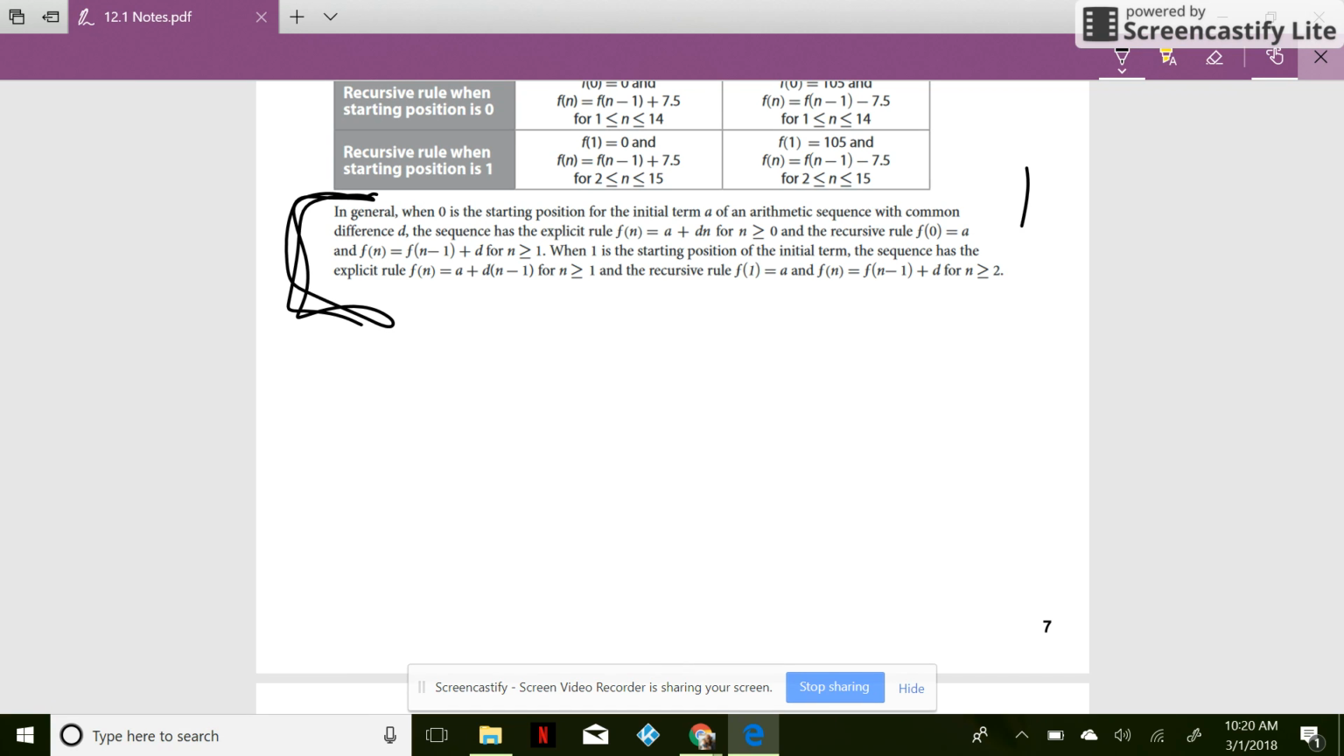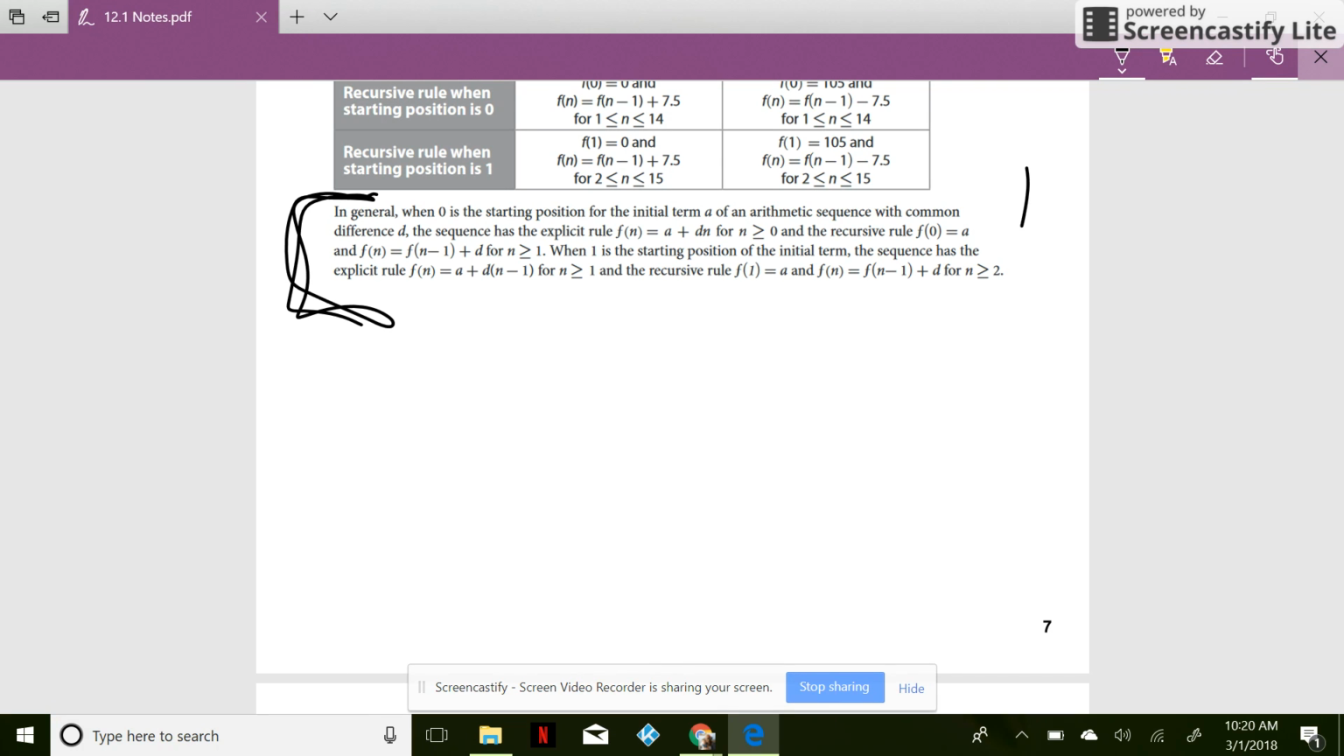Recursive rule. f of 0 is equal to A, so where you're initially starting is equal to your value A. And f of n is equal to f of n minus 1 plus D. So your new position is equal to the previous value plus D for n greater than or equal to 1. It changes a little different when 1 is the starting position of the original term.